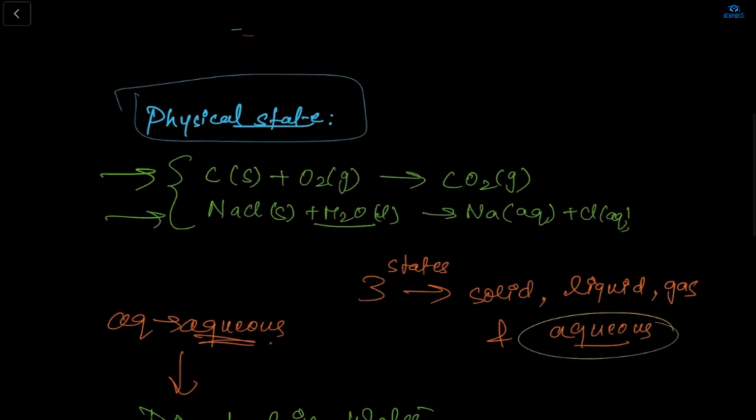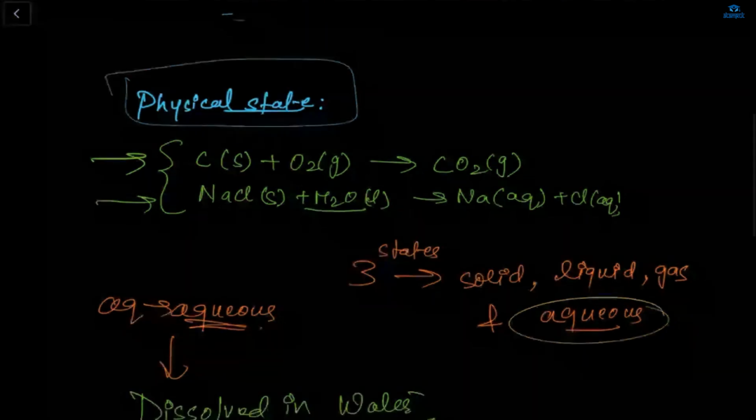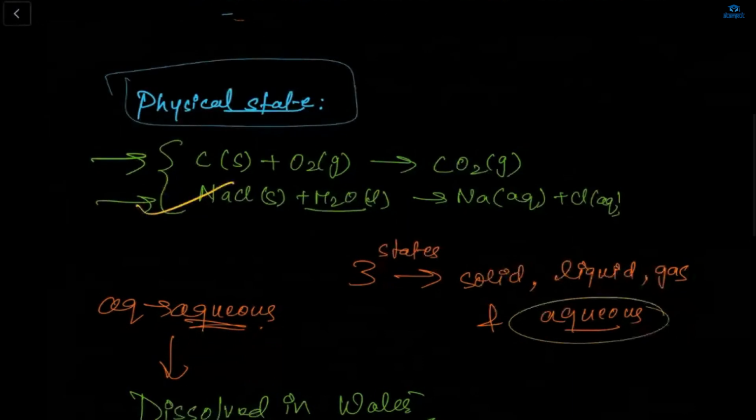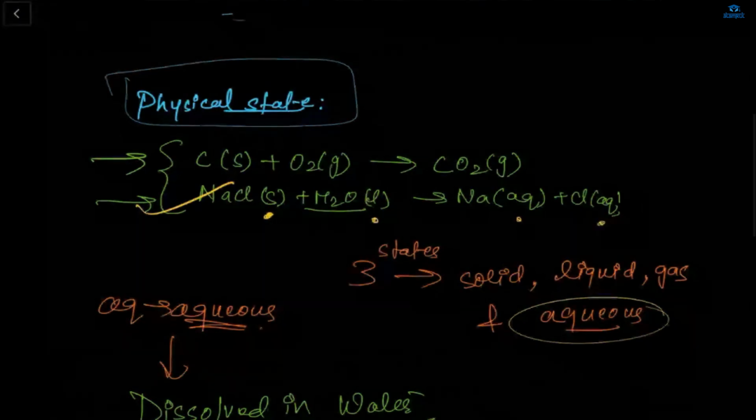Okay, next, what is a physical state? Now, what is the meaning of physical state? Let's see this equation. Here, the state of NaCl is solid. H2O is liquid. Na, which is sodium, is aqueous, and chlorine is also aqueous. So here, in total how many physical states are there, Shazan? How many physical states are there in this chemical equation?